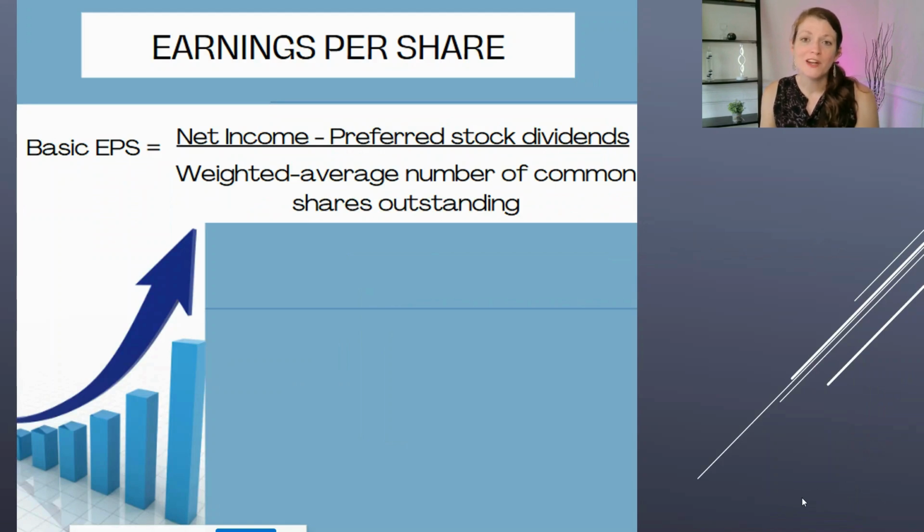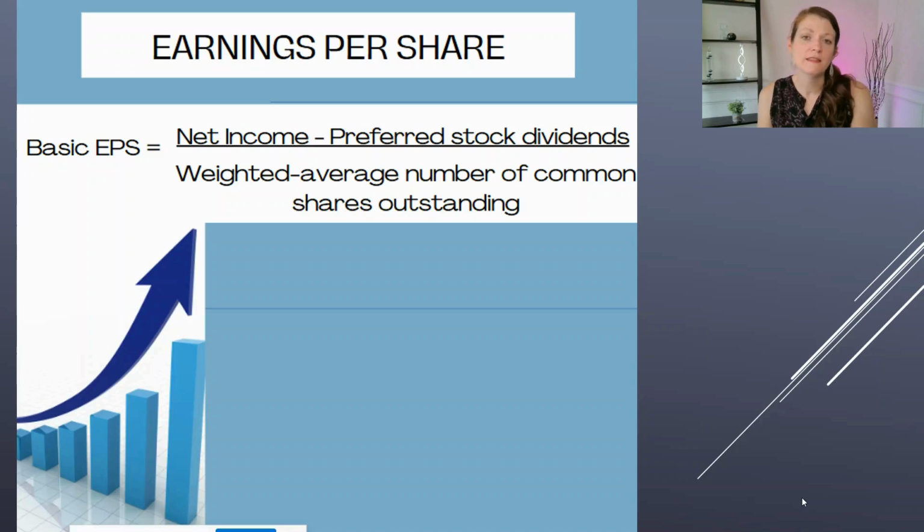So earnings per share, you'll see it as EPS. Whenever you look up a public company, it will typically say EPS. So all we do is take net income minus the preferred stock dividends, because here we're looking at how much those common shareholders bring to the table. So we're going to subtract out anything that is designated to the preferred shareholders, and then we divide it by the weighted average number of common shares outstanding.